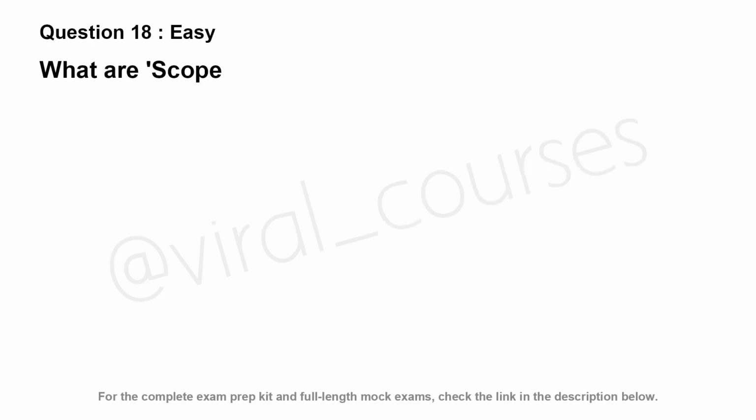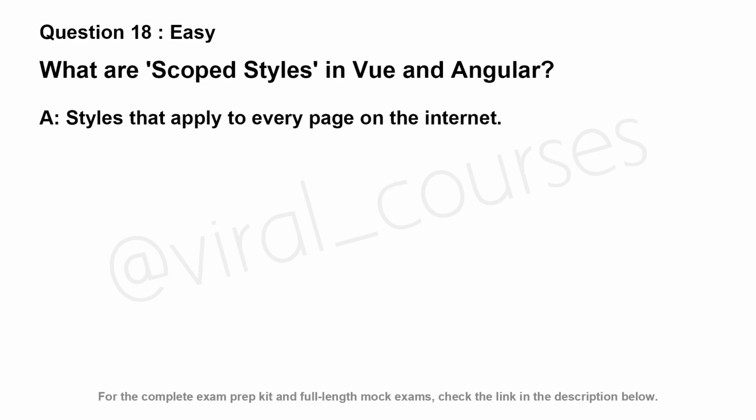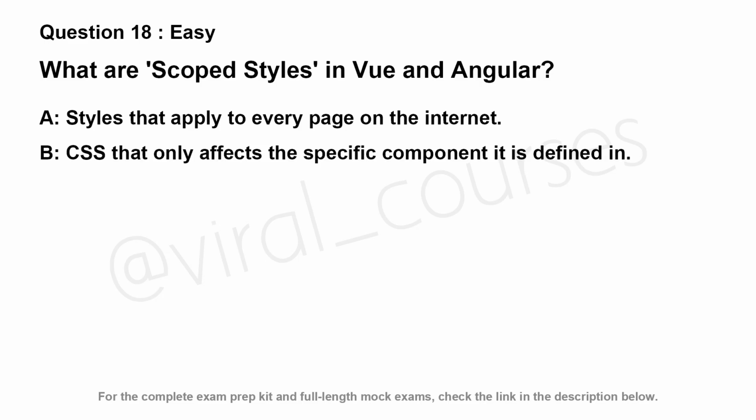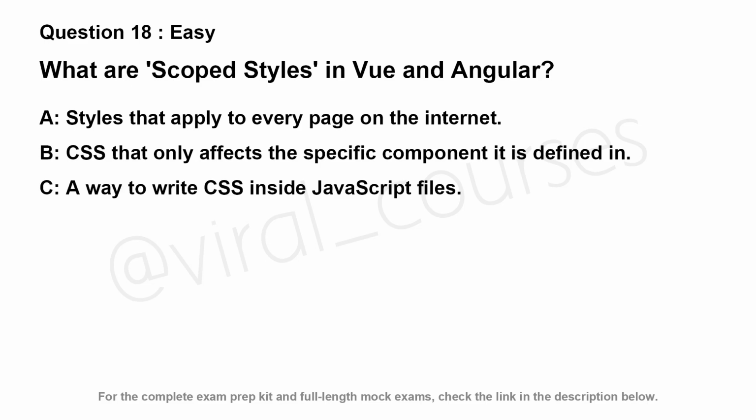What are scoped styles in Vue and Angular? Option A, styles that apply to every page on the internet. Option B, CSS that only affects the specific component it is defined in. Option C, a way to write CSS inside JavaScript files. Option D, styles that only work on mobile devices.